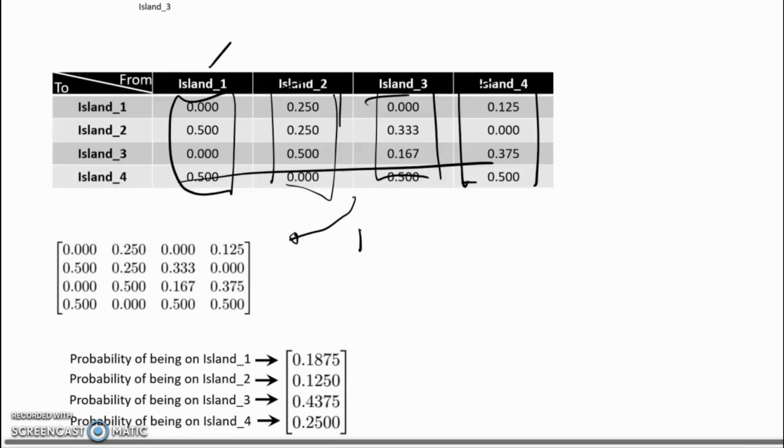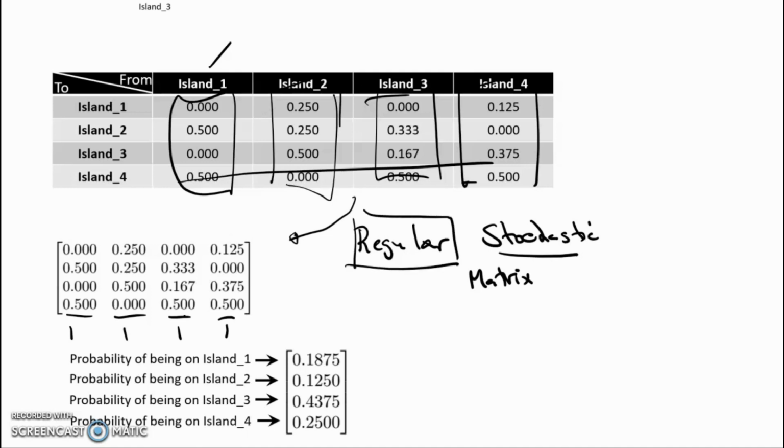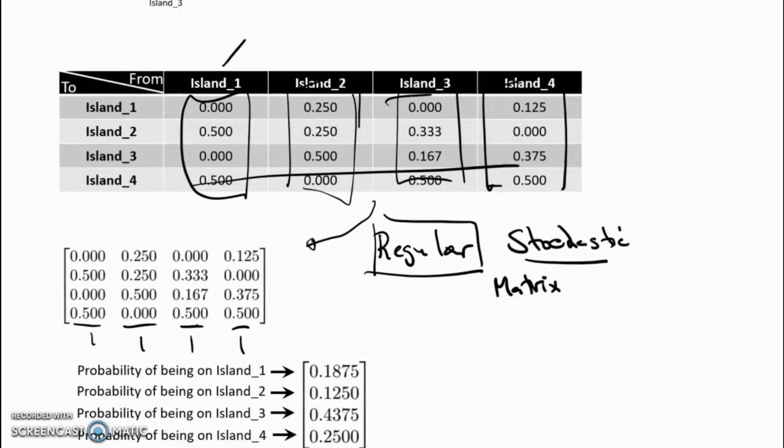And this is known as a regular stochastic matrix. It's stochastic because each one of these adds to 1. And it's regular because all the values are positive. And now I want to go over some vocabulary.